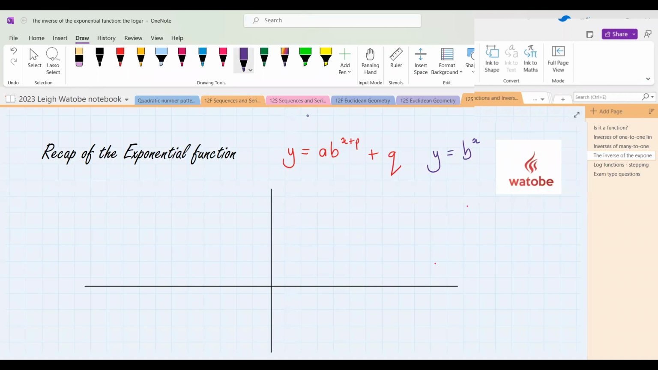Okay, so if I draw a graph that looks like this, if that's an exponential function, I could say that this is the graph y equals 2 to the x, right? When I write y equals 2 to the x, what am I implying the value of q is?